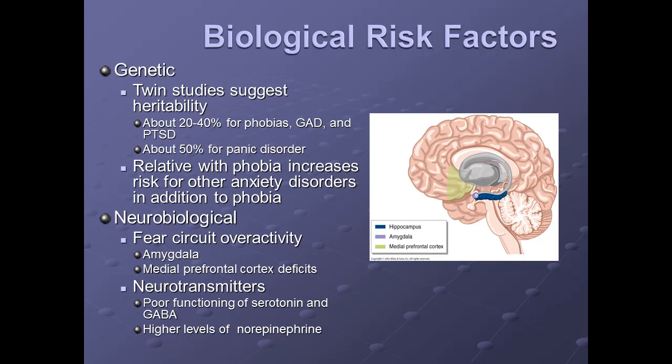Another neurobiological contributor can be neurotransmitters. Again, remember, neurotransmitters are those chemicals that neurons use to help them communicate. We see poor functioning of serotonin and GABA in individuals that are struggling with anxiety disorders. We also see higher levels of norepinephrine. And this is something that we see again and again in the research that people that struggle with anxiety disorders have a tendency to be very sensitive to norepinephrine.